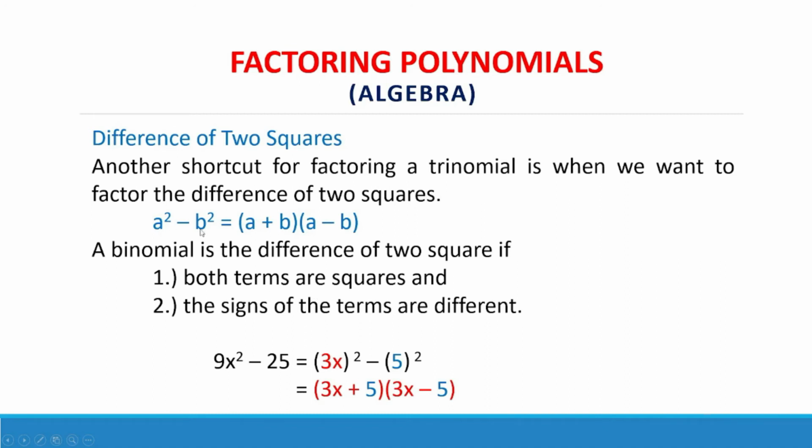That's a squared and b squared, and the signs of the terms are different, or negative sign. So for example, 9x squared minus 25. We factor out: that's 3x squared. The factor of 25 is 5 squared. Based on the formula, a squared minus b squared, a is 3x, b is 5. So the formula is a plus b, or 3x plus 5, times a minus b, or 3x minus 5. Expression 9x squared minus 25 is 3x plus 5, times 3x minus 5.